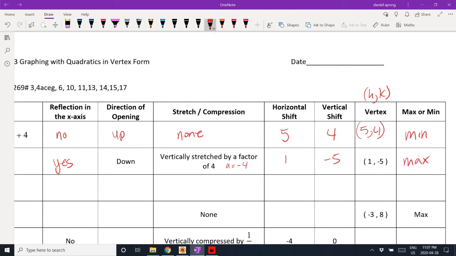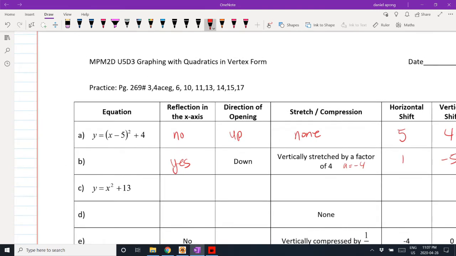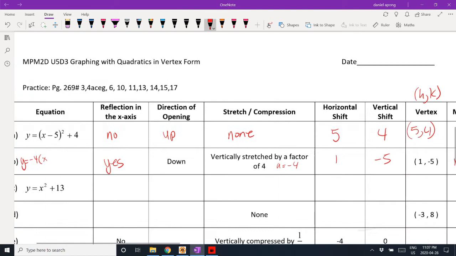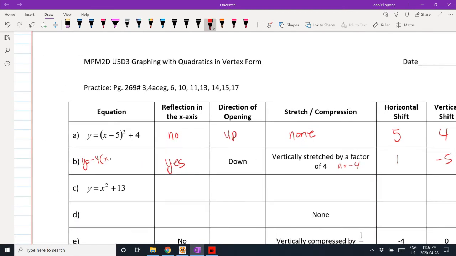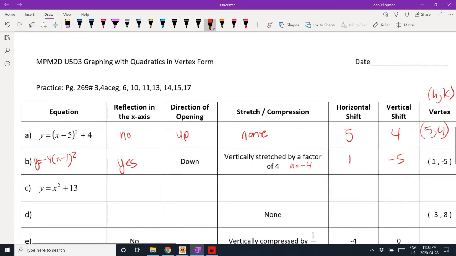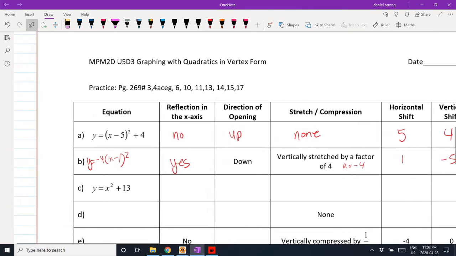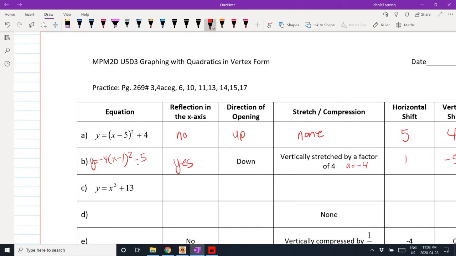Okay, so let's put our equation together. So we'll say Y. We said there's a vertical stretch of 4, and it's opening downwards because it does say it here. So it's going to be negative 4, and then we'll do the other bracket. We'll put our X, and then we're going to horizontal shift 1 to the right. So it's going to be negative 1, and then it's going to be squared. And then we have a vertical shift down of 5. Our K value is negative 5. And there we are.